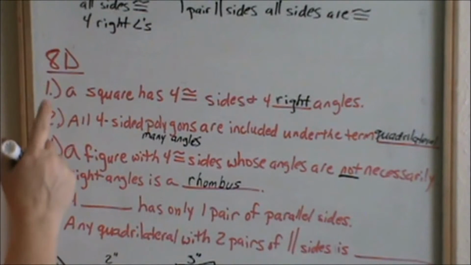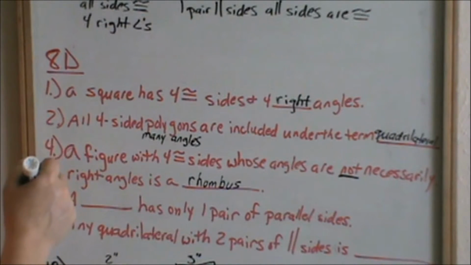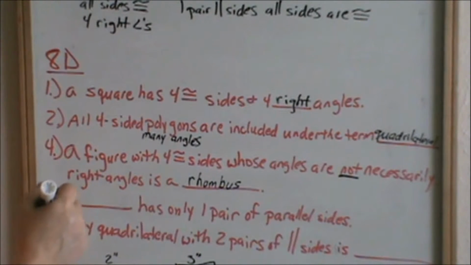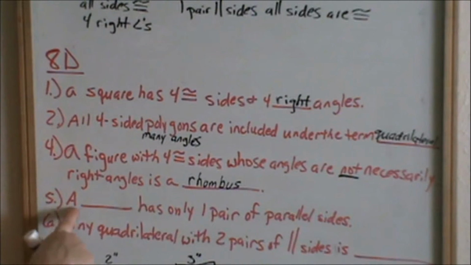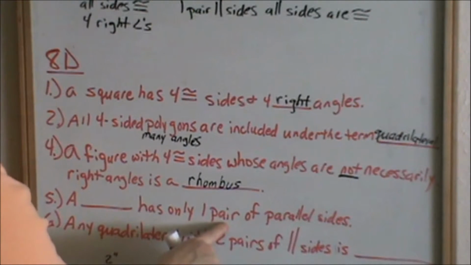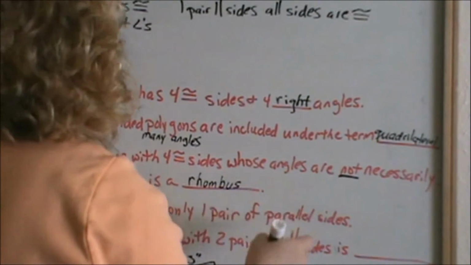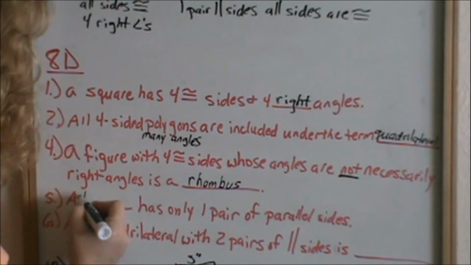Same with a rectangle and a parallelogram. Rectangles and parallelograms both have 2 pairs of parallel sides, but a rectangle has right angles and a parallelogram does not. Okay, look at number 5. A blank has only 1 pair of parallel sides. The only quadrilateral that we talked about that only has 1 pair of parallel sides is a trapezoid.